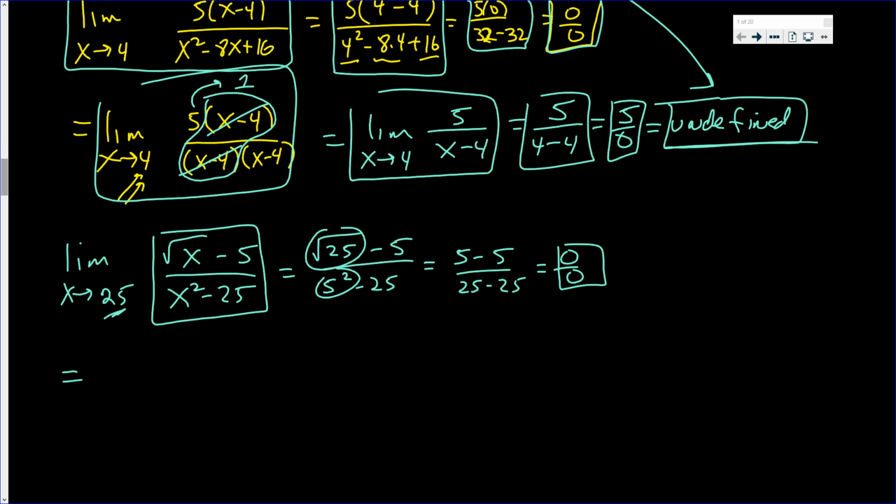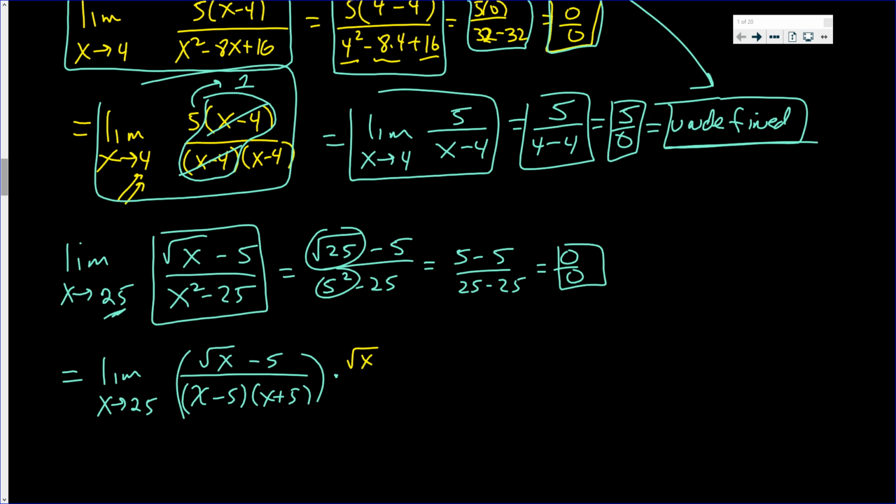So this is equal to the limit as x goes to 25. Now the bottom I can factor: x minus 5 times x plus 5. And the top I can factor. But I have to do something because I have this 0 over 0. So I can multiply by 1. I'm going to multiply the numerator by the square root of x plus 5. And of course, I have to do the same to the bottom.